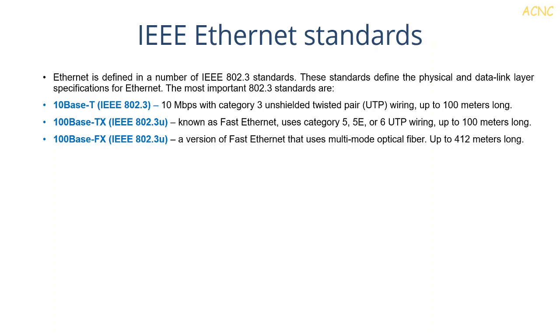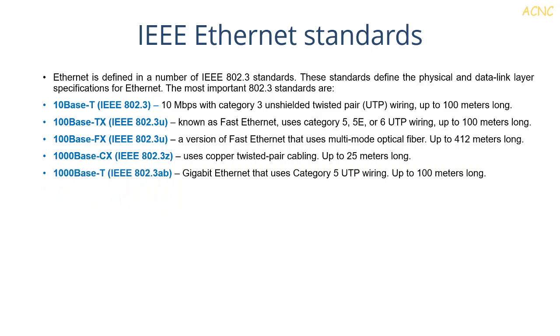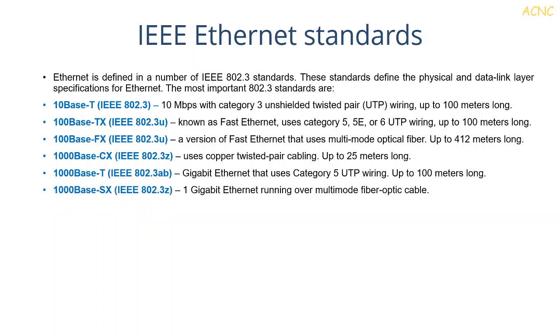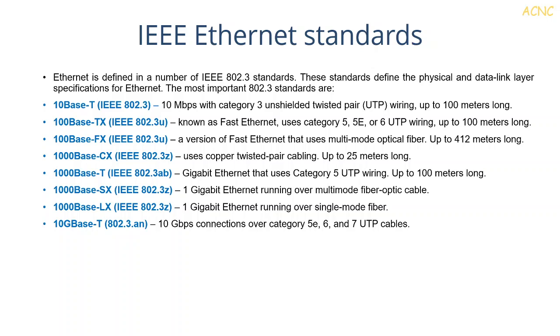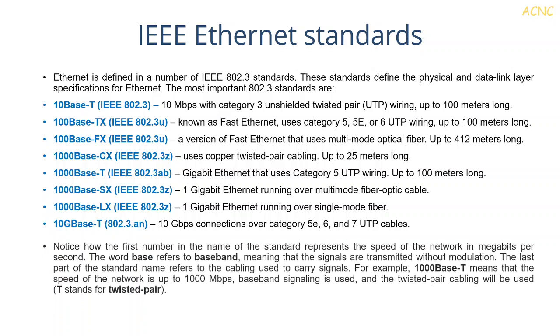100BASE-FX, a version of Fast Ethernet that uses multi-mode optical fiber up to 412 meters long. 1000BASE-CX uses copper twisted pair cabling up to 25 meters long. 1000BASE-T, Gigabit Ethernet, uses category 5 UTP wiring up to 100 meters long. 1000BASE-SX, 1 gigabit Ethernet running over multi-mode fiber optic cable. 1000BASE-LX, 1 gigabit Ethernet running over single mode fiber. 10GBASE-T, 10 Gbps connection over category 5E, 6 and 7 UTP cables.